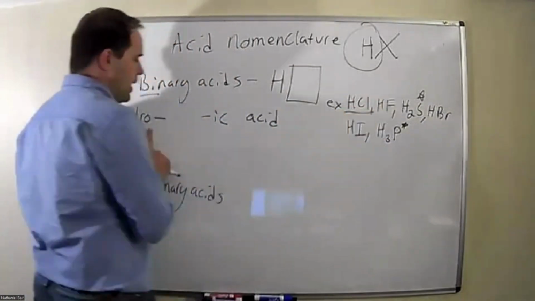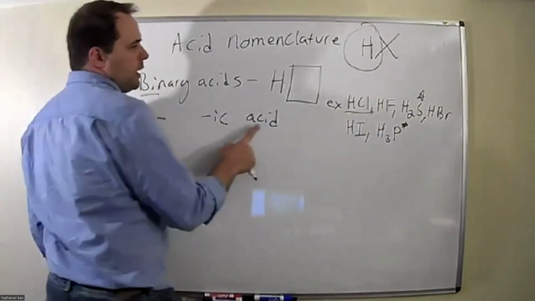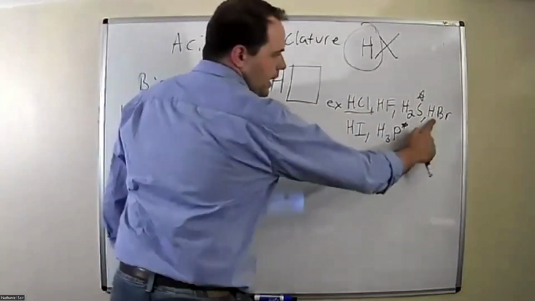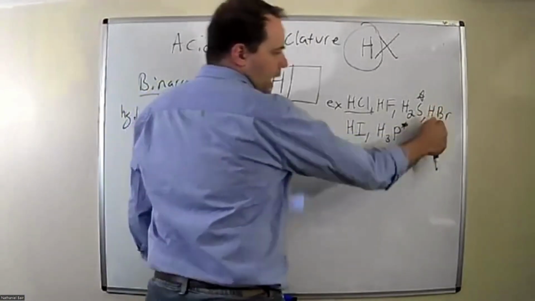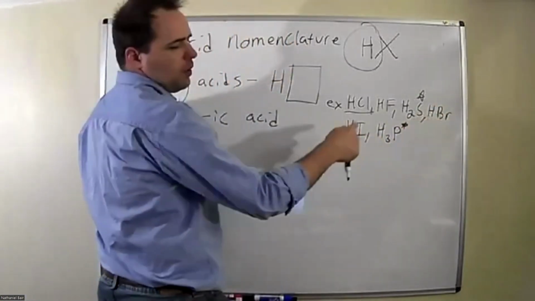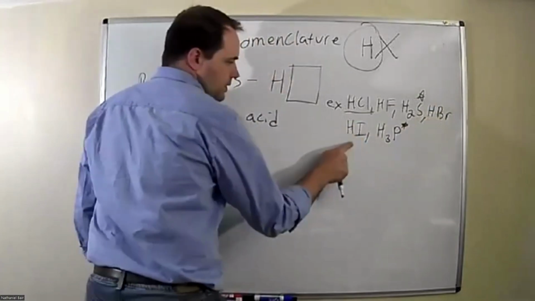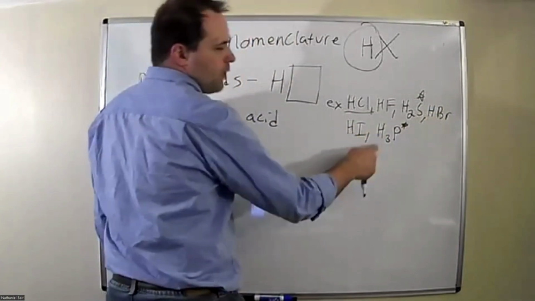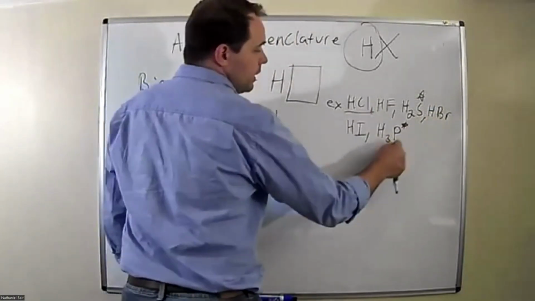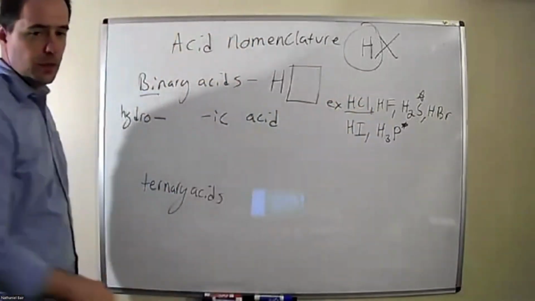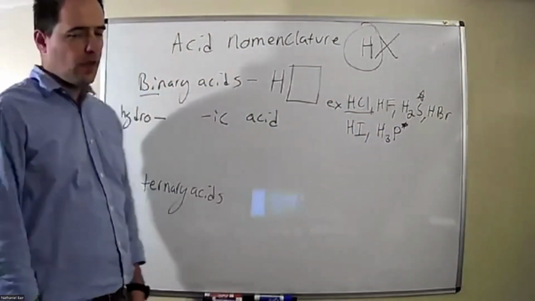So that's hydrosulfuric acid, hydrobromic acid, hydroiodic acid, hydrophosphoric acid. So there's your binary acids.